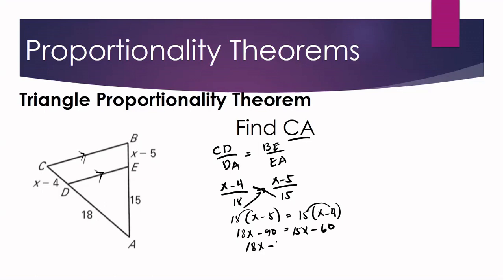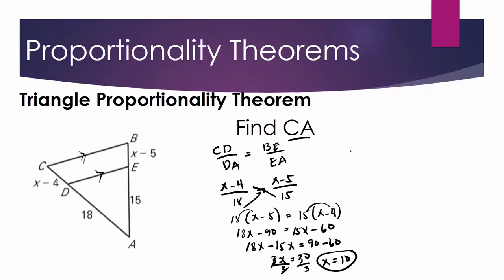So we are going to combine similar terms. So you have 18x minus 15x is equal to 90 minus 60. Simplify 18x minus 15x, that is 3x, and then 90 minus 60, that is 30. Of course, to find x, we need to divide both sides by 3. So 30 divided by 3, that is 10. So the value of x is 10.